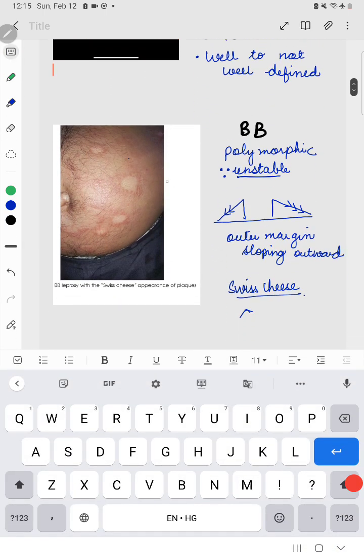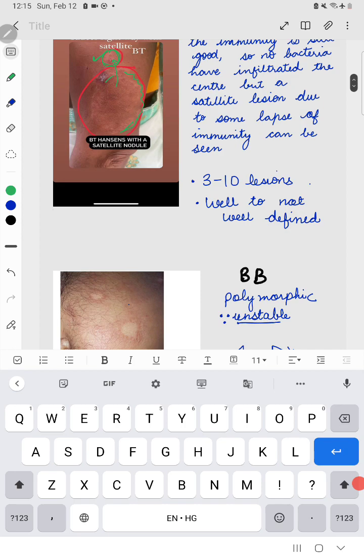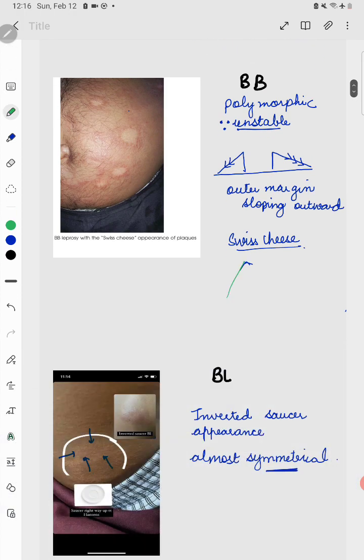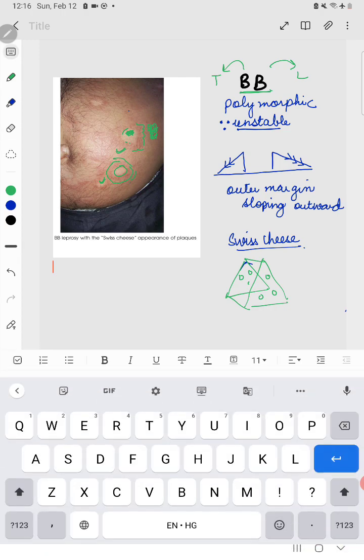Now we'll go to BB Hansen's. The number of lesions is 3 to 10. It has increased somewhat, but it's not a lot. And the lesions are well to not well defined. In BB Hansen's, you have Swiss cheese appearance or punched out appearance. Swiss cheese is the cheese that we used to see in Tom and Jerry, the one with so many holes in it. So it's like somebody has punched out this area. The center is usually, as you can see, well defined, and the borders are ill defined. Well defined is TT and ill defined is BL pole or BT pole. So it has features of both, and it is very unstable. It will progress to either the LL pole or the TT pole. But what you'll see is central clearing, and on the periphery you'll have this red lesion. So that is BB Hansen's.